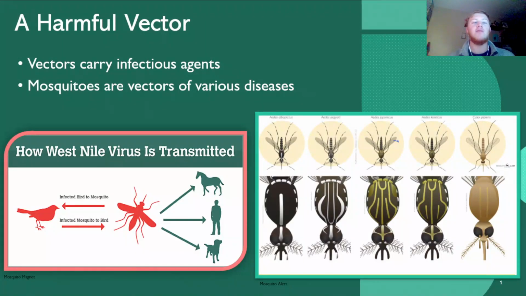Here is a transmission cycle for West Nile virus, where an infected bird or mosquito will transmit the virus to the other, and then the infected mosquito will transmit the virus to a healthy mammal.